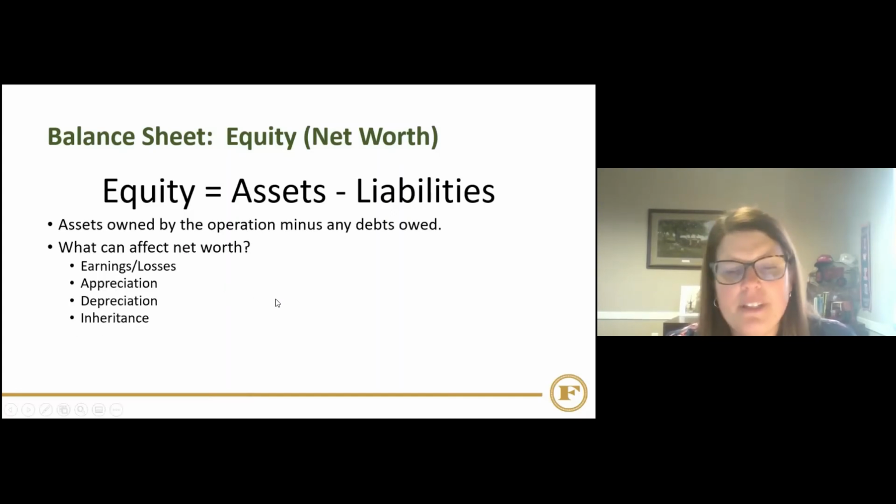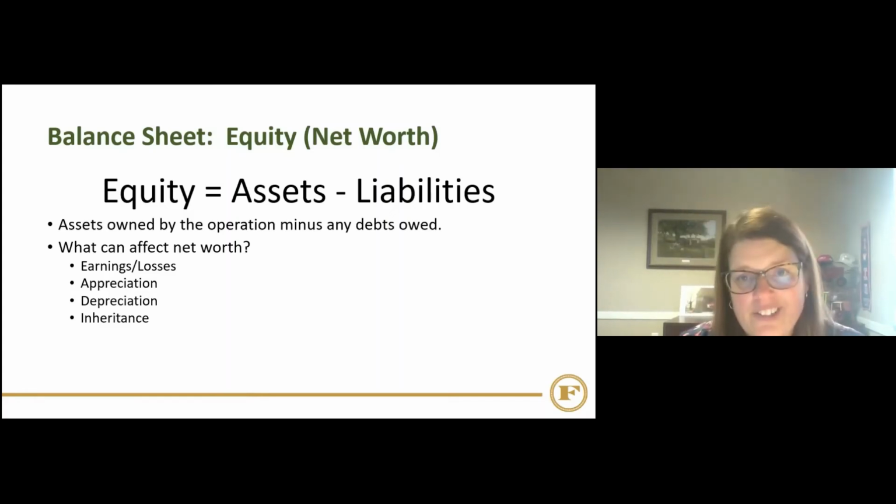There are 4 common things that can affect your net worth. It's earnings and losses, appreciation and depreciation, and inheritance. Appreciation and depreciation would be something like your farm machinery over time loses its value. We talked about that in the intermediate asset section.